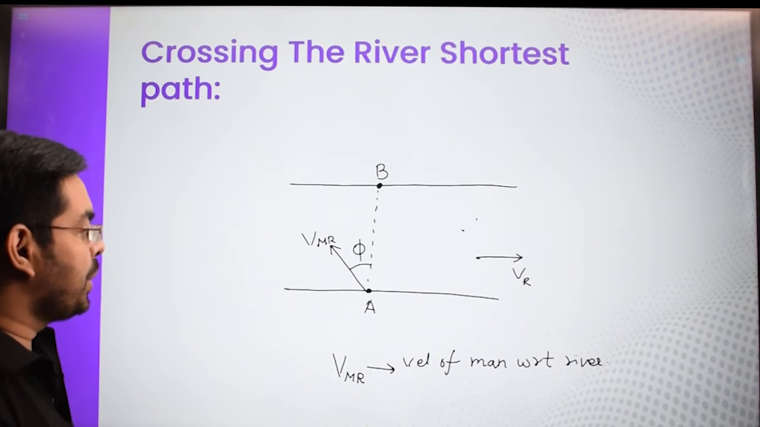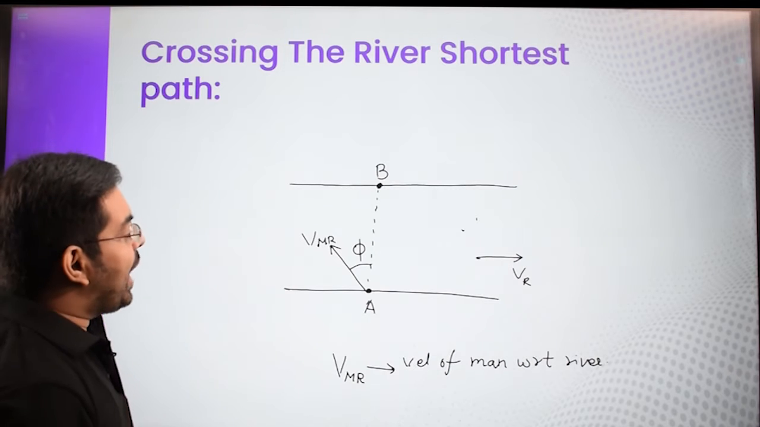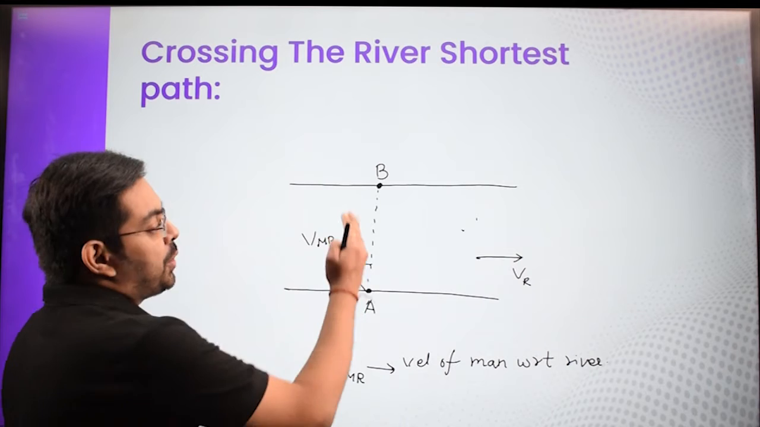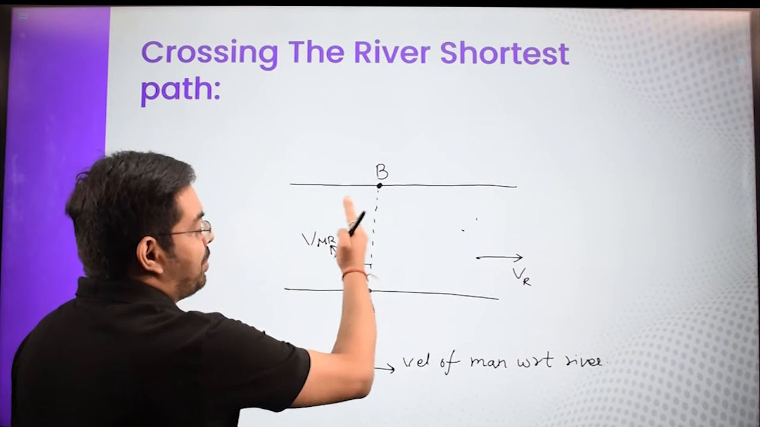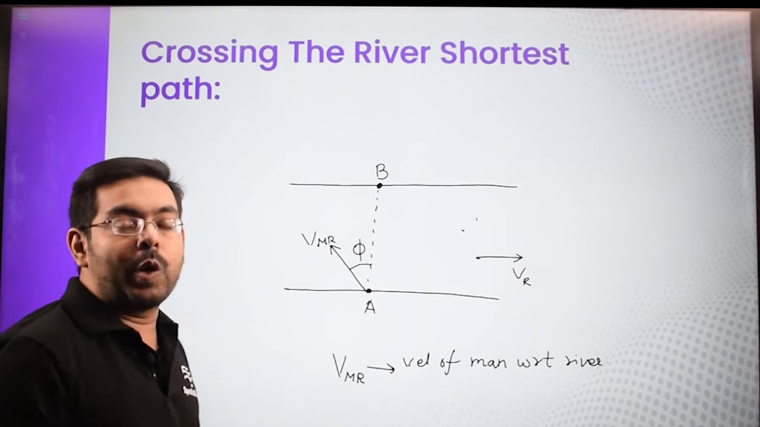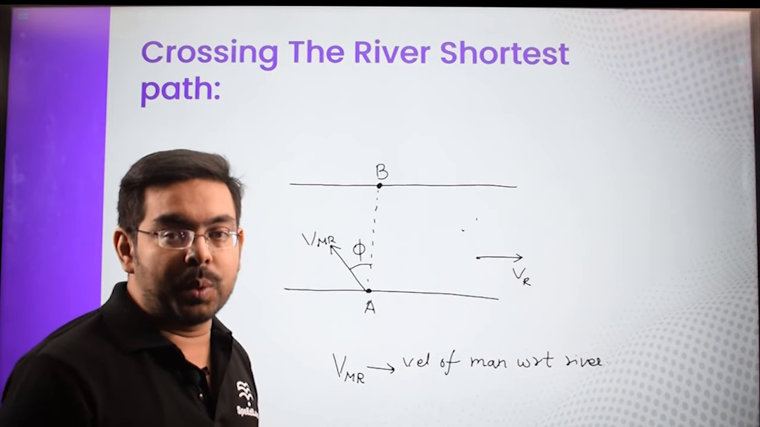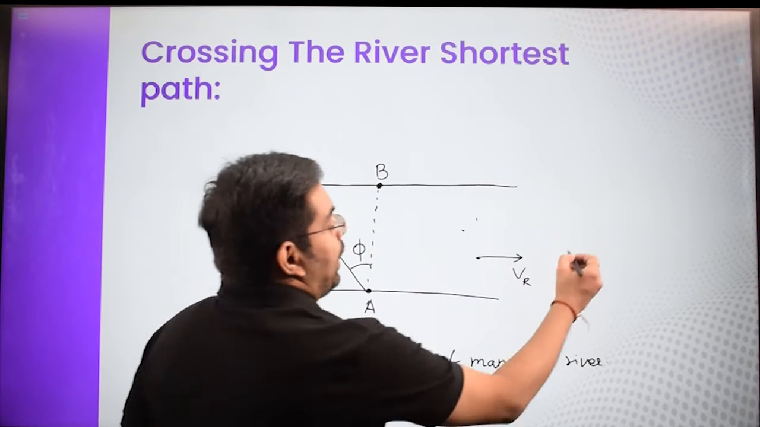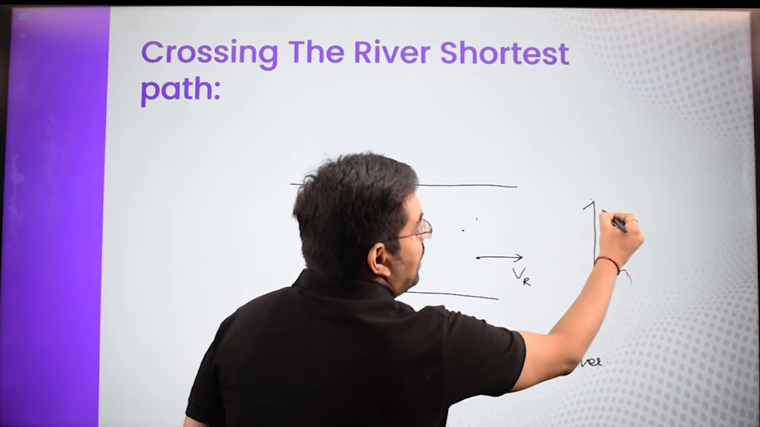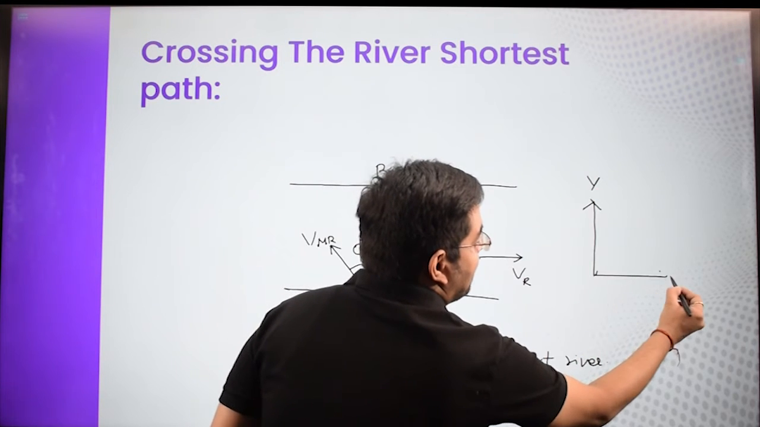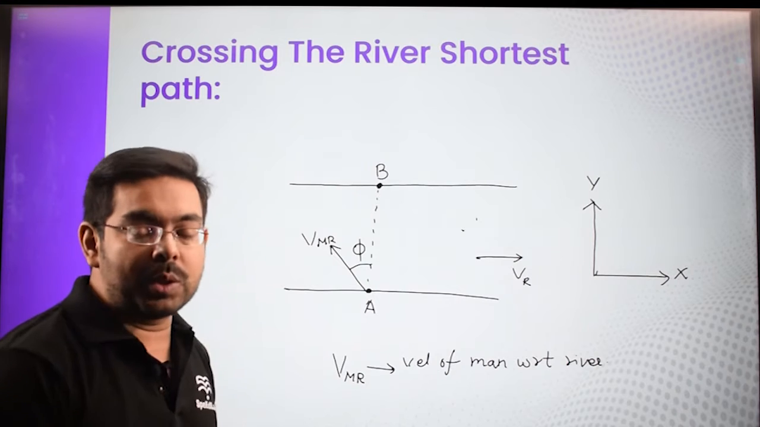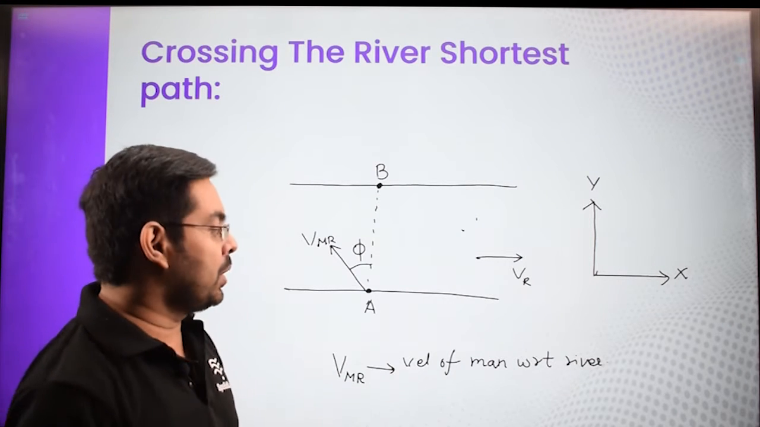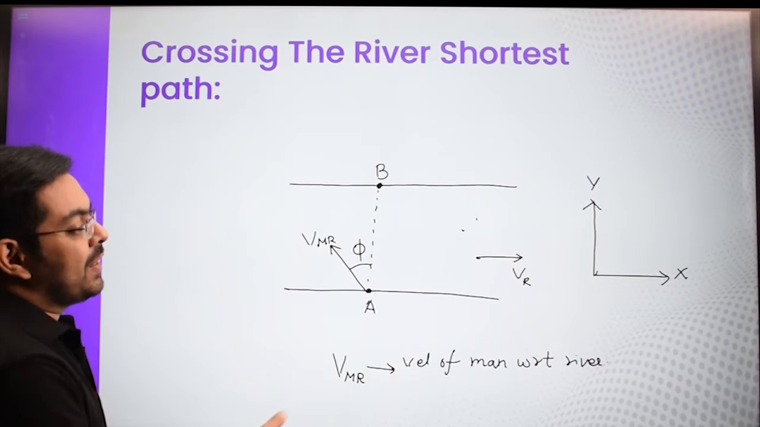Let me explain it to you here. See what will happen if we want the drift to be 0, that is, he should not be drifted from this line AB. Then the velocity along the x direction should become completely equal to 0. His velocity in the y direction should be present. This is the y direction, suppose, and this is the x direction. So he can have velocity in the y direction, but his velocity in the x direction should become equal to 0.